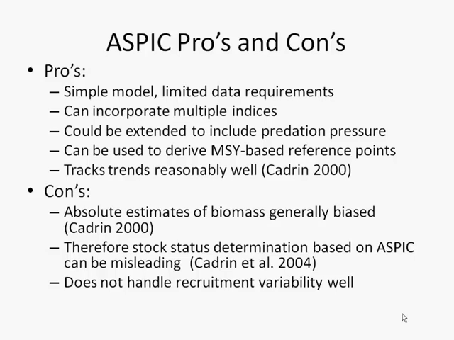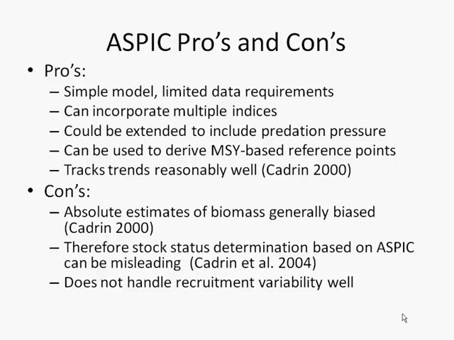The pros and cons of ASPIC. Again, it's a simple model. It has relatively few data requirements, and that's a really nice thing. It can use, as I said, multiple indices, and we do that. It could be extended to include predation pressure and environmental effects, which we maybe will be pursuing for the next benchmark, possibly. It can be used to derive MSY-based, maximum sustainable yield-based reference points, which is a different approach than what's being used right now.